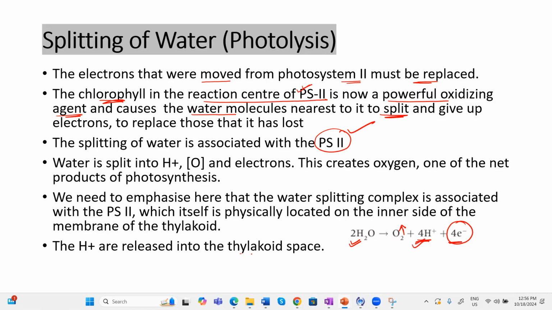They are releasing the protons in the thylakoid space. Now, the electron from the primary electron acceptor will be given to photosystem 1 through the electron transport system.